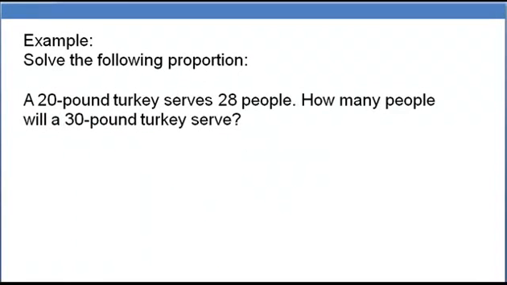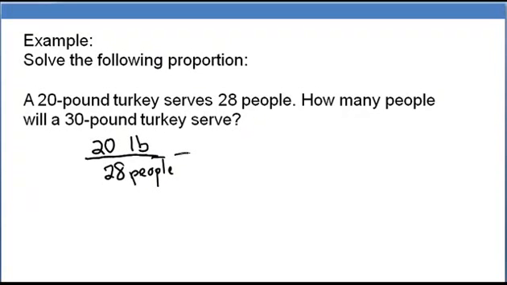Let's look at this problem we set up earlier. Solve the following proportion. A 20-pound turkey serves 28 people. How many people will a 30-pound turkey serve? So when we write this proportion, we have to watch the order. So first of all, we have a 20-pound turkey serves 28 people.